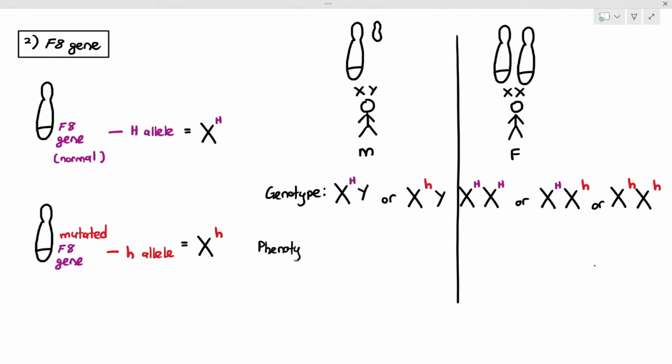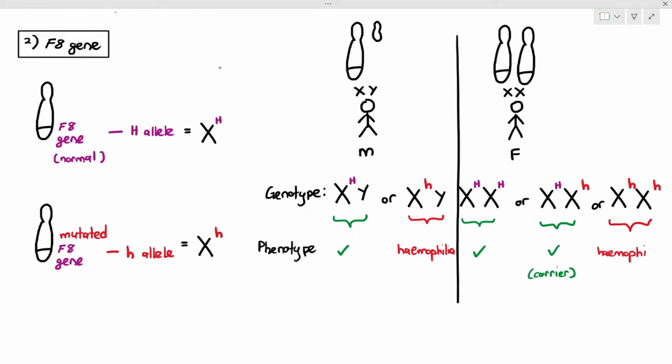And in this case, for the phenotype, the first male will have normal blood clotting. The second male has hemophilia. For the females, the first one is fine, normal blood clotting. The second one will have normal blood clotting as well, but she's a carrier because she has one small h there. But the third female here will have hemophilia because she only has the recessive alleles. So this is another case that we have to know about how the F8 gene can affect the phenotype of the person.